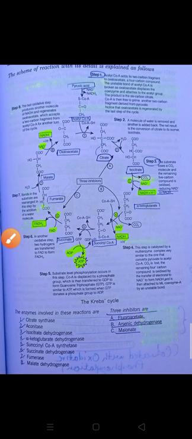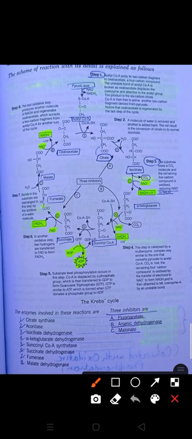Today we will discuss the next cycle of respiration. It is the TCA cycle, or we can say the Krebs cycle. TCA means tricarboxylic acid cycle. It is also known as the citric acid cycle.